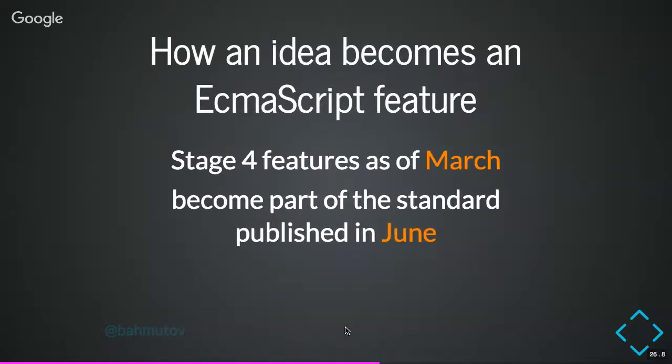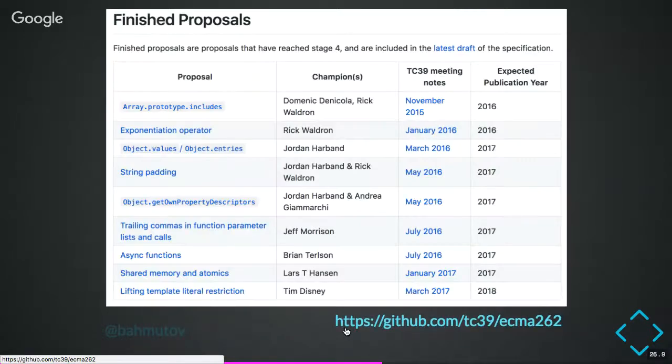But once you get that, it's called stage 4, finished. And all the features that are at stage 4 by this month become a part of this year's standard in June. So some of the finished proposals from the last couple of years are here. Async functions are here, and you see the champions. Sometimes there is more than one. They're all very busy, and all of them are busy on the internet, right? And all of them love memes.